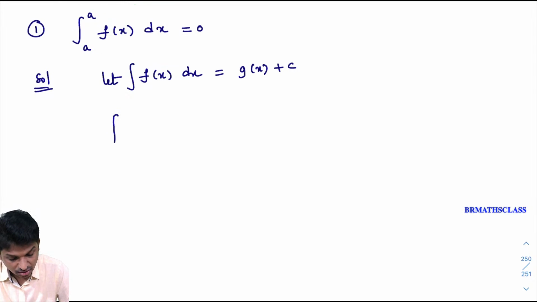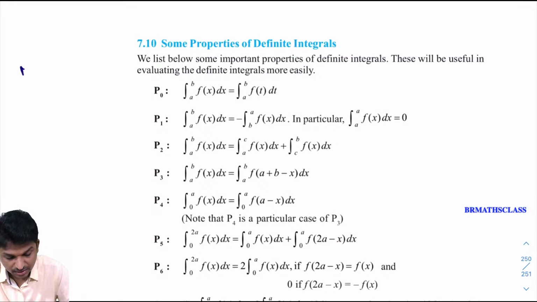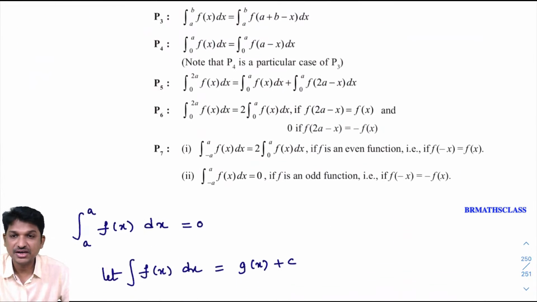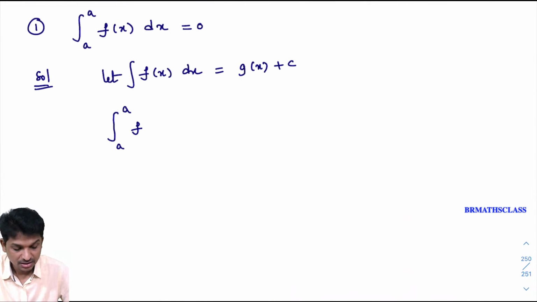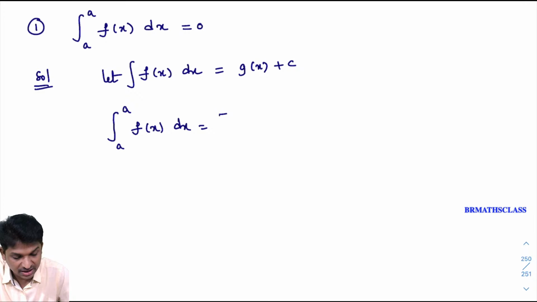Integral of a to a, and this is model number 12. You take it as model number 12. Model-wise we are doing this; this is model number 12, properties of definite integrals. Integral of a to a f of x dx. Actually, they are asking you to calculate this. As integral of f of x dx is g of x plus c, in exercises 7.9 and 7.10 we did this type of problems only. As integral of f of x dx is g of x, as we have taken, it is a definite integral.